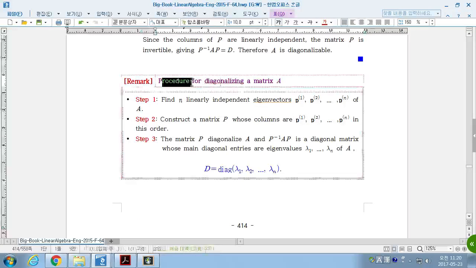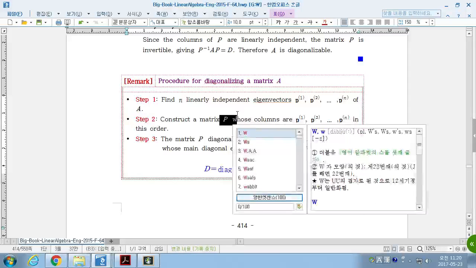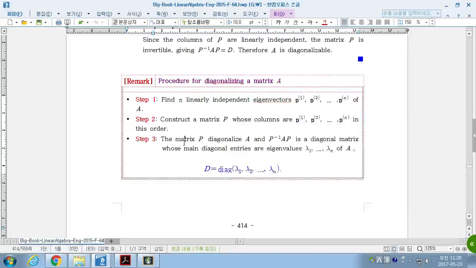Okay? So this is a procedure for diagonalizing matrix A. If matrix A is diagonalizable, then you have n linearly independent eigenvectors. Okay? Then form a matrix P whose columns are those eigenvectors. Then P inverse AP is always a diagonal matrix whose main diagonal entries are the eigenvalues.